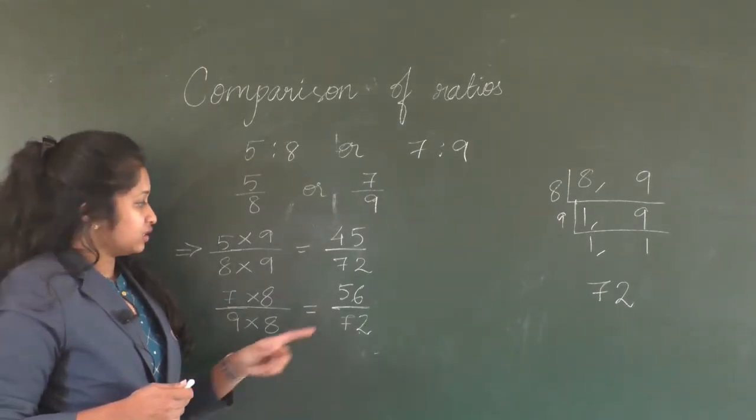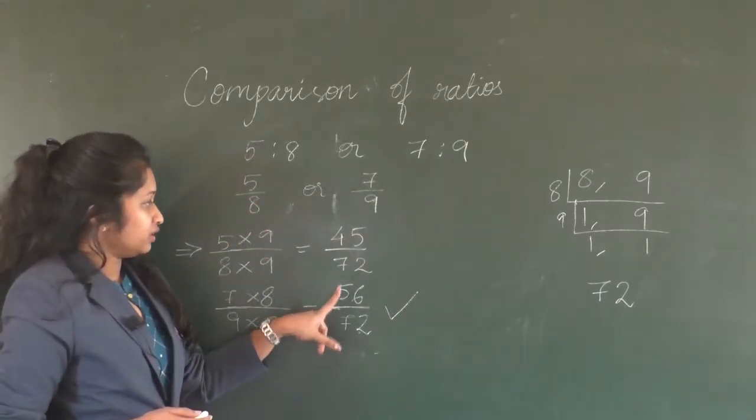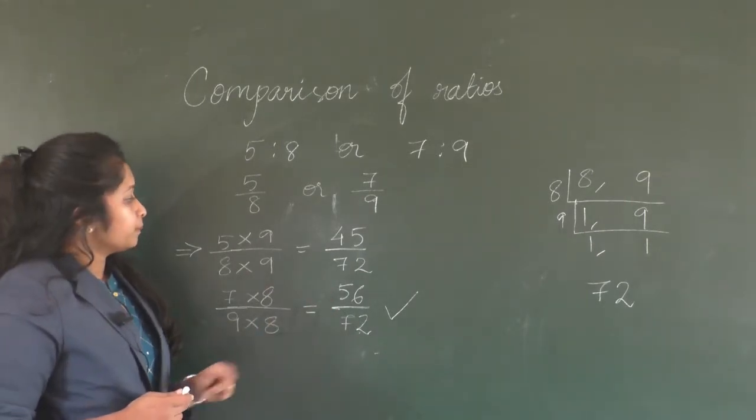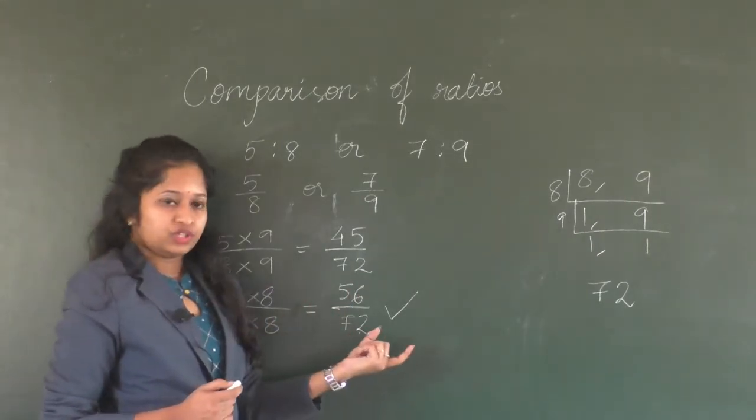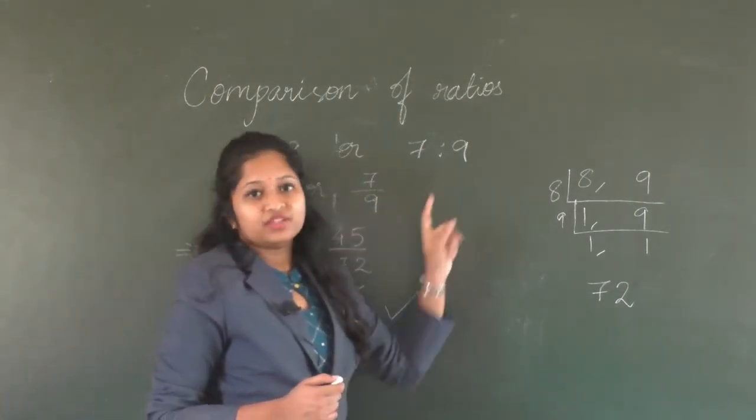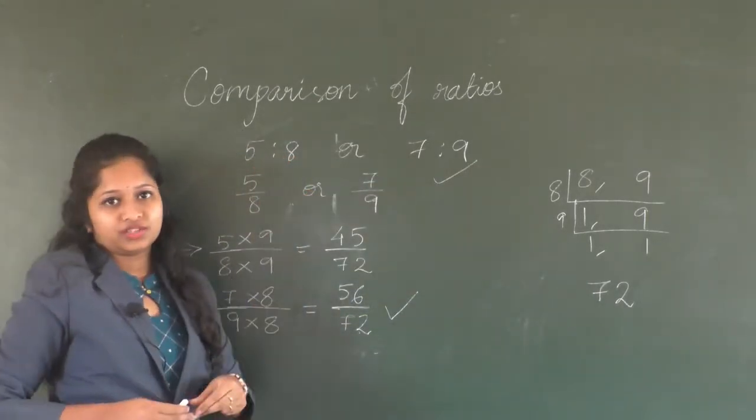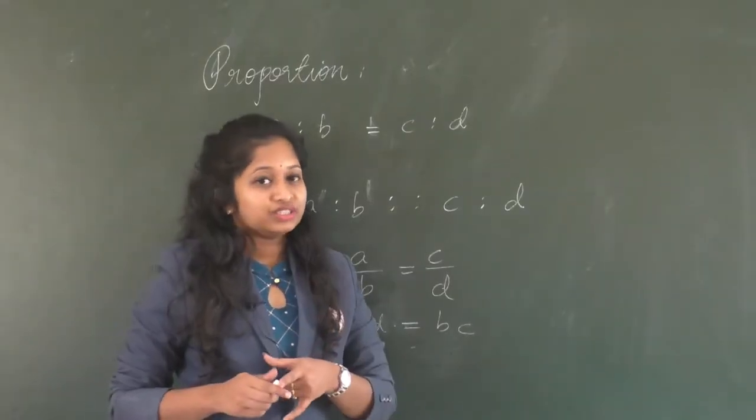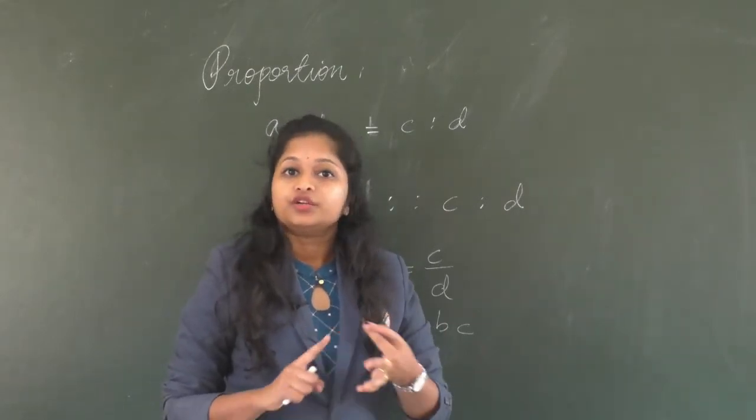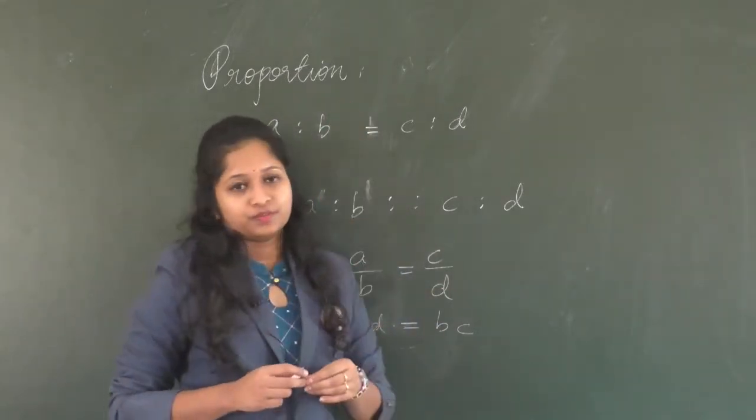Which is greatest? This is greatest because the numerator is greatest in this fraction. So 56 by 72 is for the fraction 7 by 9. So we can conclude that 7 is to 9 is greater than 5 is to 8. Okay? So children, we learned about ratios, the simplified form, and to compare two ratios. Now let's move on to proportion.